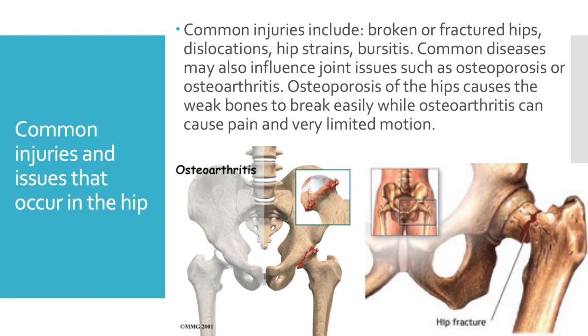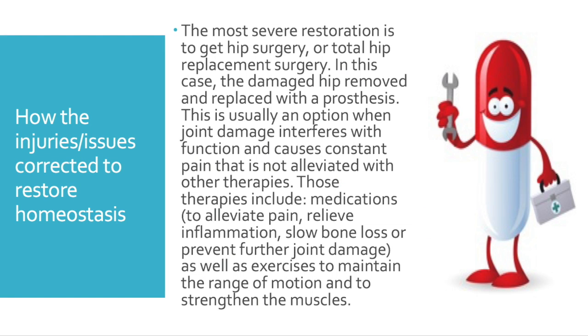Osteoporosis of the hips causes weak bones to break easily, while osteoarthritis can cause pain and very limited motion in the hip. The most severe restoration is to get hip surgery or total hip replacement. In this case, the damaged hip is removed and replaced with a prosthesis. This is usually an option when joint damage interferes with function and causes constant pain that is not alleviated with other therapies. Those therapies include medications to alleviate pain and inflammation, slow bone loss or prevent further joint damage, as well as exercises to maintain the range of motion and to strengthen the muscles.